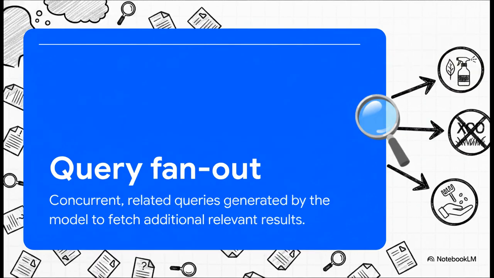Another truly fascinating mechanism here is query fanout. When a user asks a complex question, the AI model generates a set of concurrent, related queries to request more information. For instance, if you search how to fix a lawn that's full of weeds, the AI might trigger simultaneous fanout queries for things like best herbicides for lawns, remove weeds without chemicals, and how to prevent weeds in lawn. It gathers search results from all those different angles at lightning speed to build one single, comprehensive answer for the user.